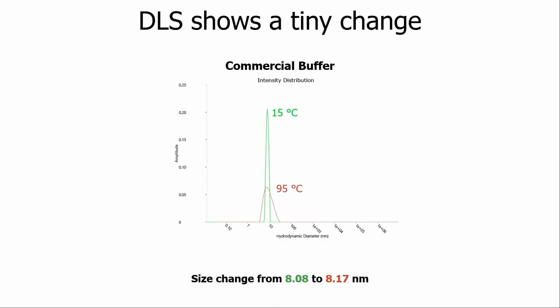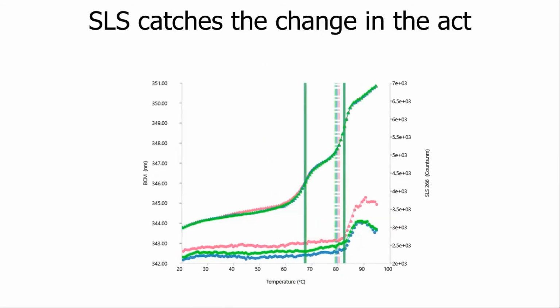If we keep that small size change in mind and go back and look at the commercial formulation SLS data, we can see that the antibody is still aggregating at melting temperature 2 at its commercial formulation, and the SLS is sensitive enough to pick up on exactly when the aggregation behavior starts. That's pretty impressive when you consider the magnitude of the small size change shown by DLS and the clear change in the SLS signal that you see here.